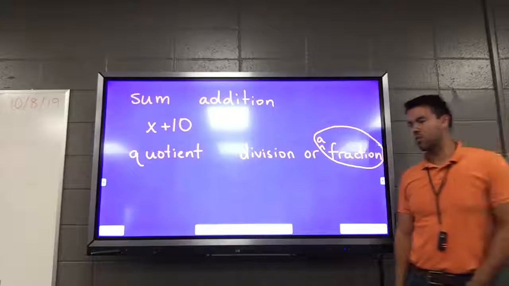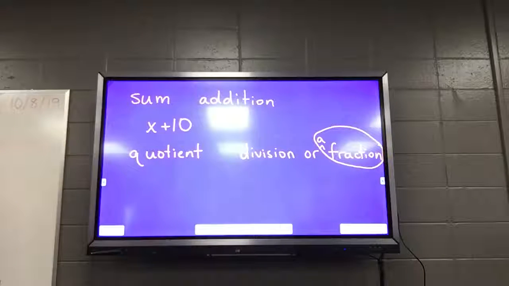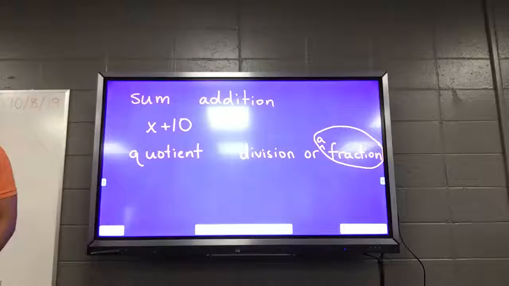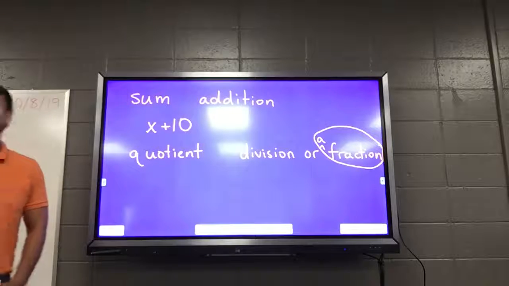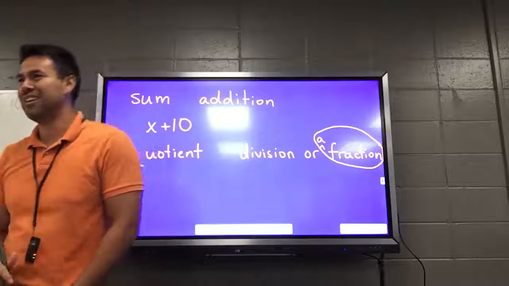So here's how I want you to write it. Give me the quotient of 11 and Q. You're like, huh? Okay. Give me a fraction of 11 and Q. Wait, but which one goes up top? Of 11 and Q. Fraction. Division. 11 and Q.